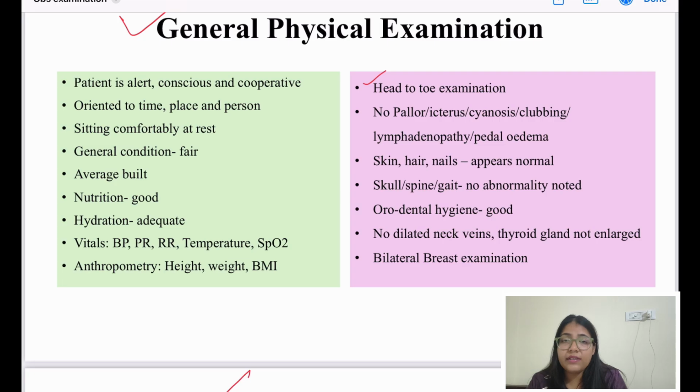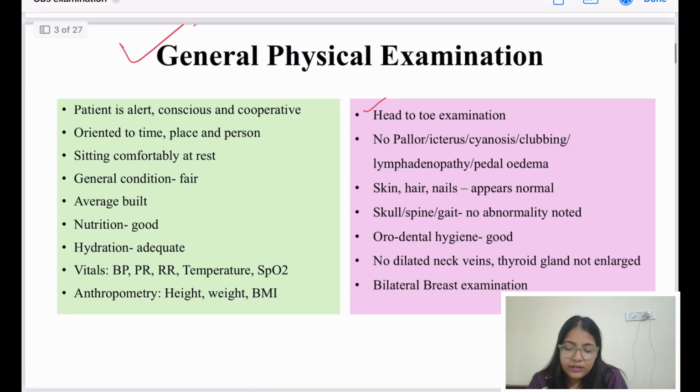Whatever case you get in ward or OPD. In OPD we don't do this much exhaustive workup for a patient, but when a patient gets admitted to the ward, or you are preparing for an exam like the obs exam, for case presentation or practical exam purposes, you should present in this way only.